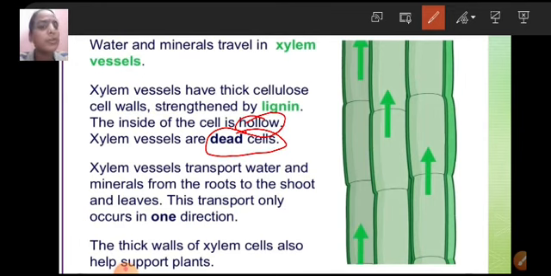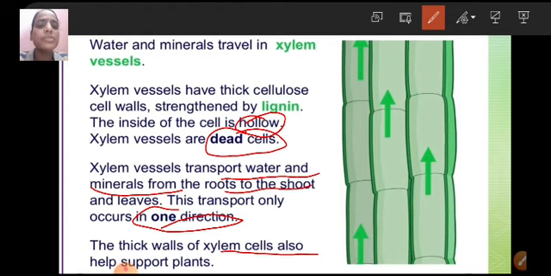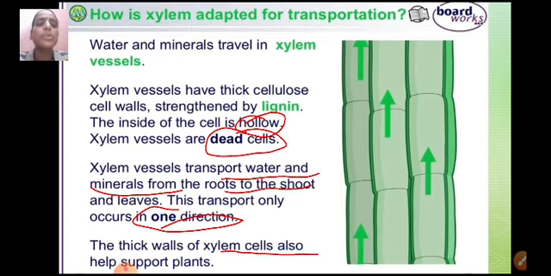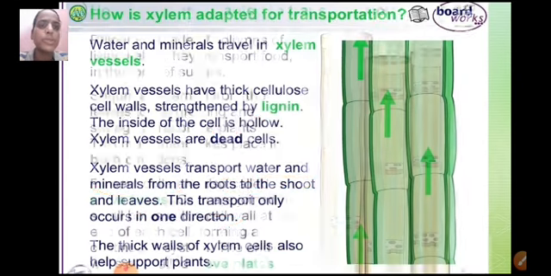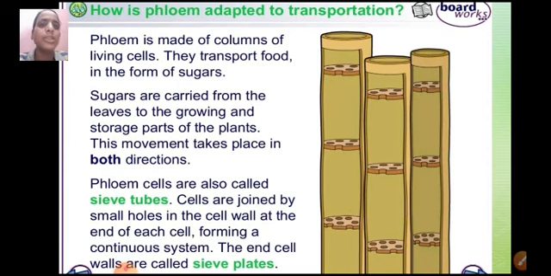Xylem vessels of course will transport water and minerals from the roots to the shoot and leaves. This transport, again a very important point, occurs only in one direction. The thick walls of xylem cells also help to support the plant since they are composed of cellulose and also strengthened with the help of lignin.